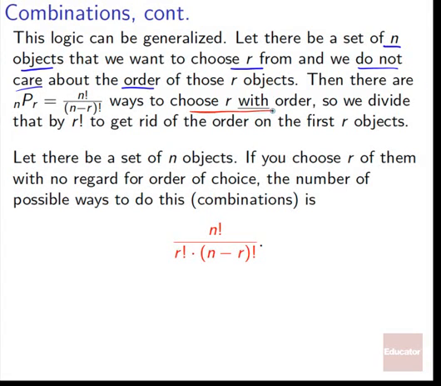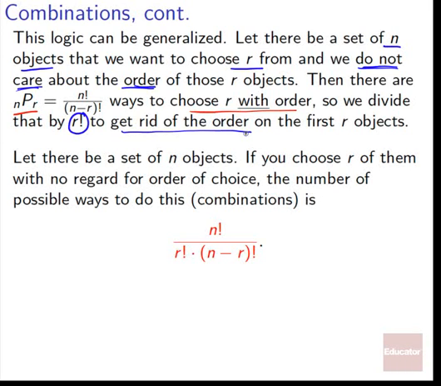So nPr gives us the ways to choose r if we care about the order of those r objects. But we don't care about the order of those r objects, right? We don't care about order. So since we don't care about order, we have to get rid of how many ways we can order those r objects. We can do that by dividing by r factorial, because r factorial tells us all the ways we can order r objects. So we divide by r factorial to get rid of the order on those first r objects.